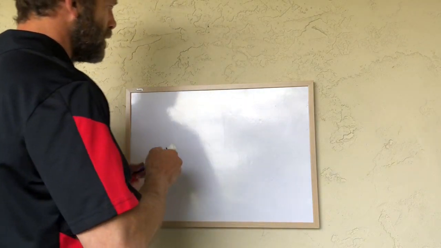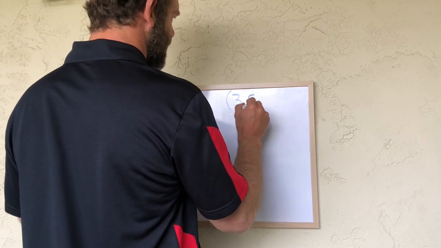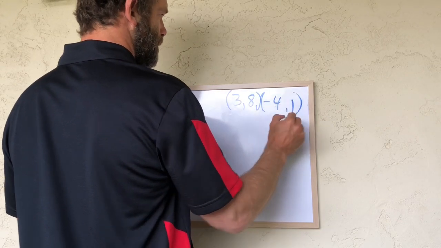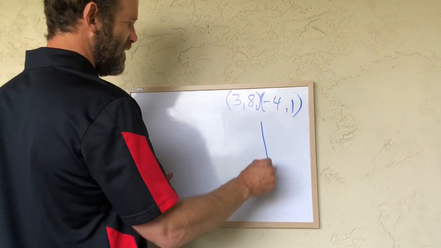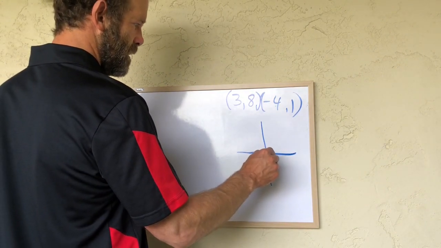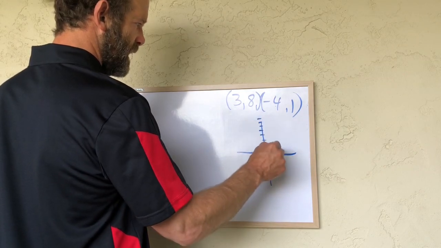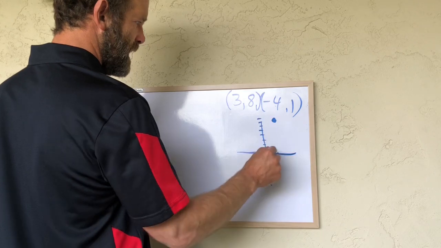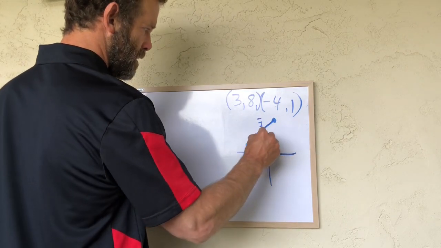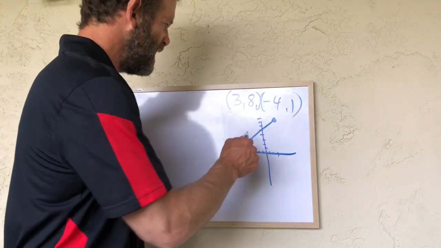So let's take two coordinates. Let's say we have 3 and 8, and negative 4 and 1. So if I were to graph this, look, 3 and 1, 2, 3, 4, 5. 3 and 8 is right here. Negative 4 and 1 is right here. Question is, how many units is it from here to here?